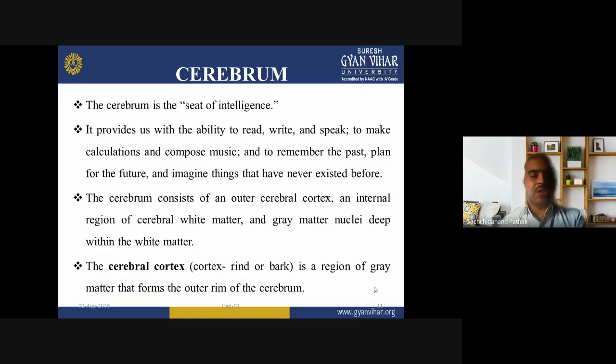Now, the cerebrum consists of an outer cerebral cortex, an inner region of cerebral white matter and gray matter, and nuclei deep within the white matter. You have learned about the cerebrum's function, and that the cerebrum is the seat of intelligence. It consists of an outer layer, called the cerebral cortex, and an inner region, the white matter and gray matter. And nuclei will be present within the white matter.